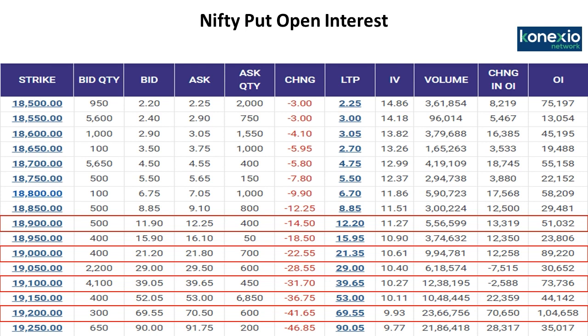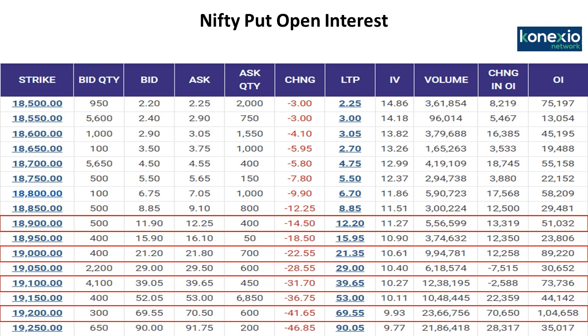There has been a rise in the open interest, but there is some shedding in the open interest also in some of the strike prices, specifically 19,100 and 19,050 puts. Now here on an immediate basis, what we feel is that 19,200 could act as an immediate support.